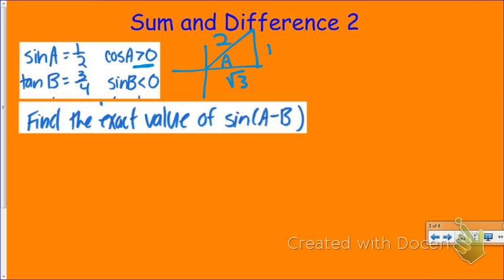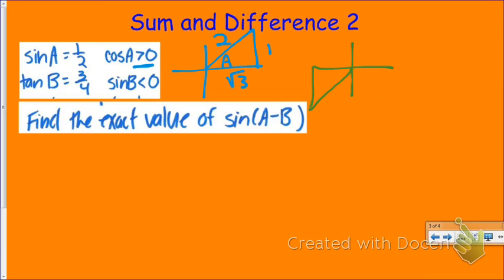So now I'm going to draw my second triangle. My second triangle has a tangent that's positive, but a sine that is less than 0. So that means that my sine is negative. Tangent is positive in quadrants 1 and 3. However, sine is only negative out of those quadrants in quadrant 3. So this one is going to be drawn in quadrant 3.